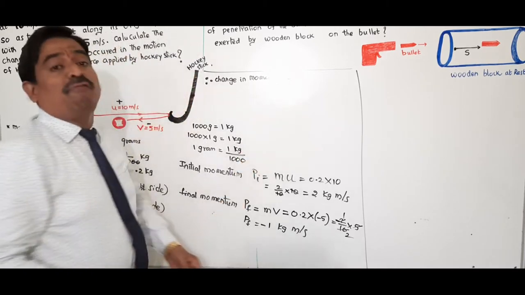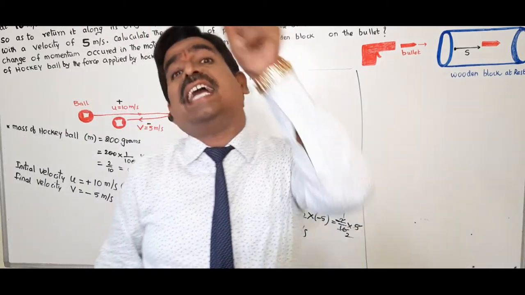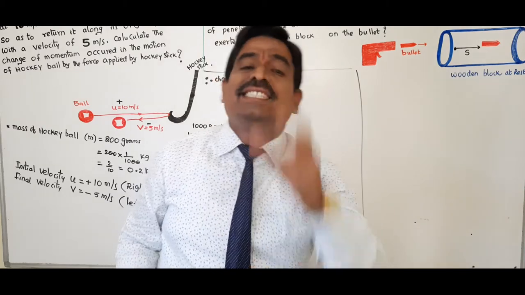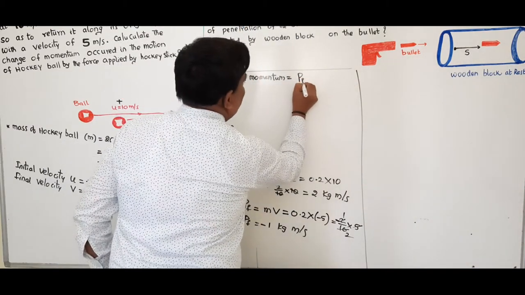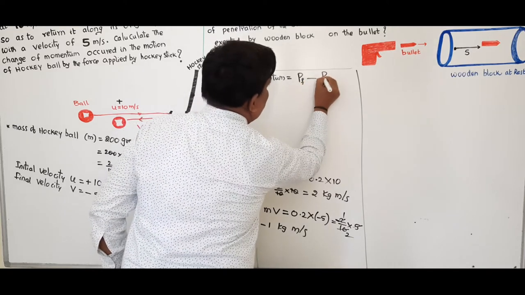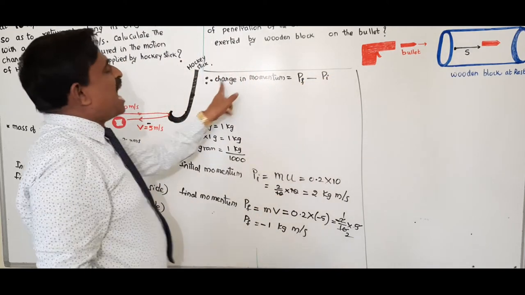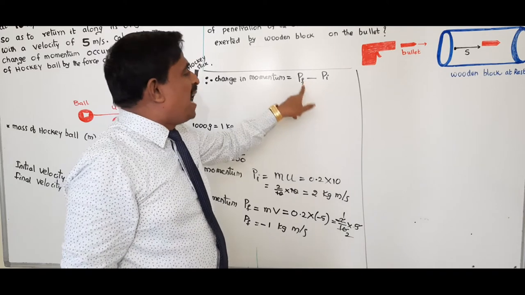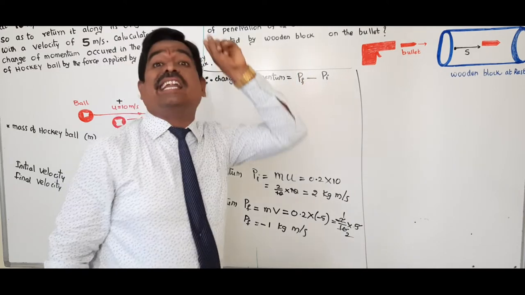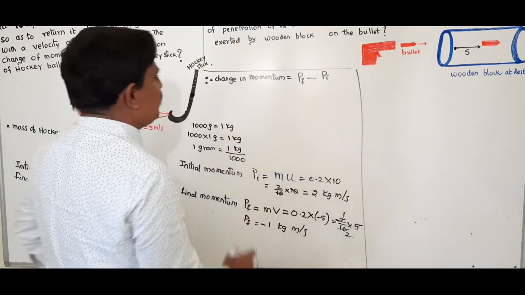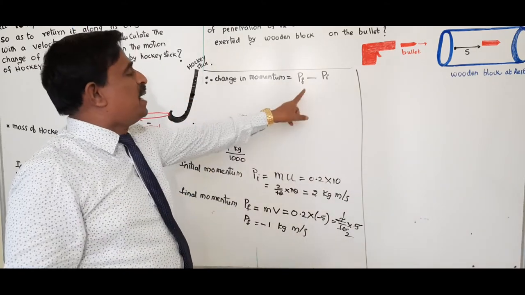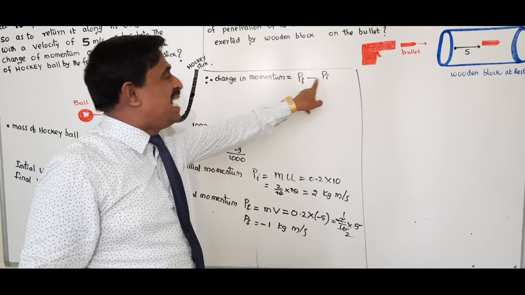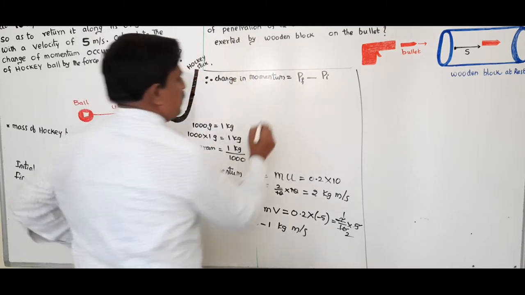Change in momentum means final momentum minus initial momentum. Momentum is a vector quantity.